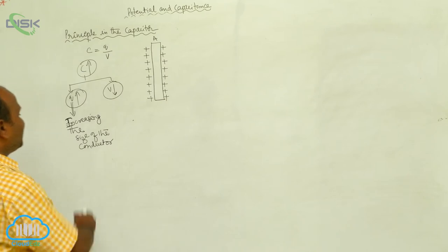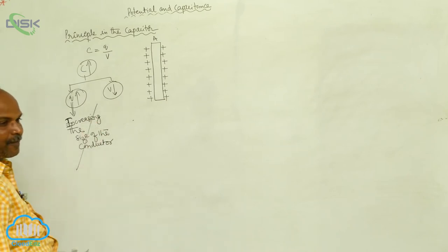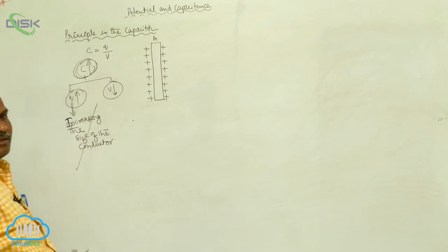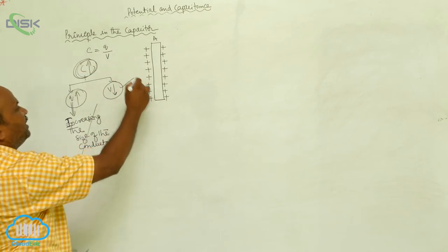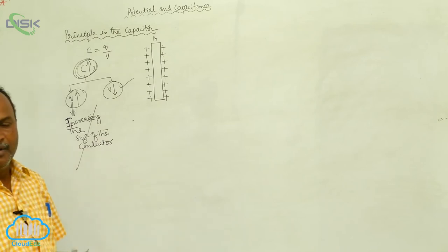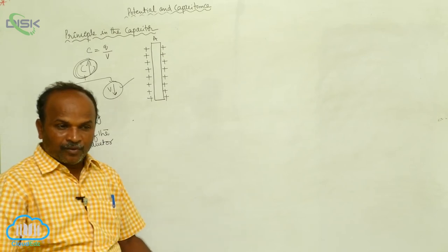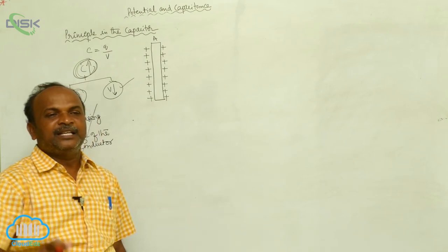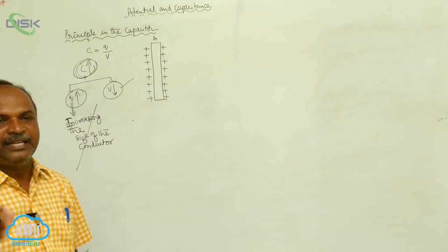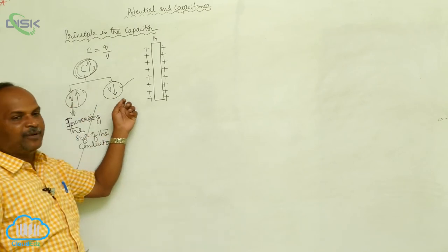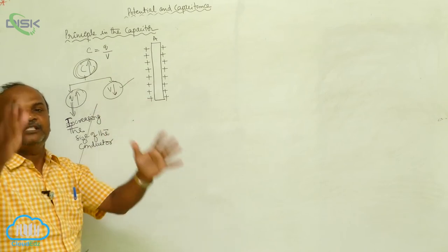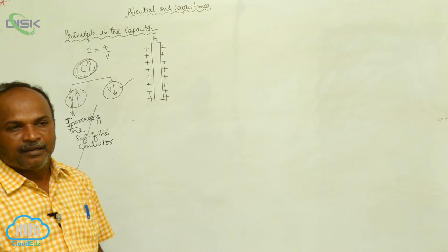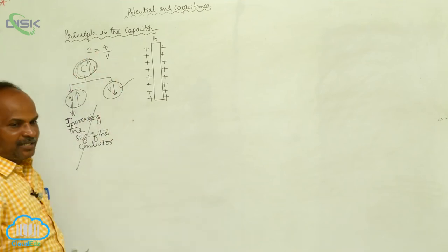But without increasing the size, I want to increase the capacity. Only one option, by decreasing the potential. Therefore, the principle involved in the capacitor is that the capacity of a metallic conductor can be increased by decreasing the potential. How to decrease the potential?